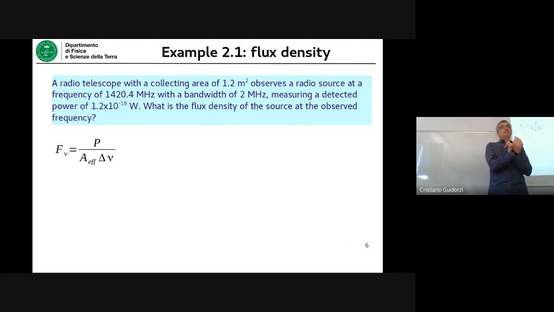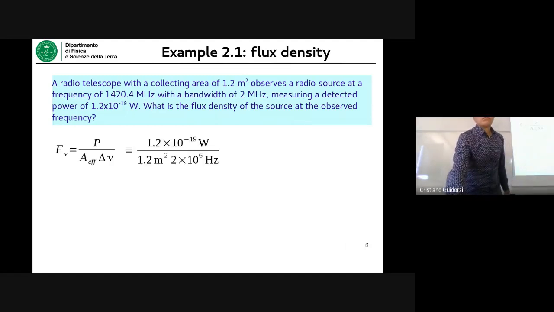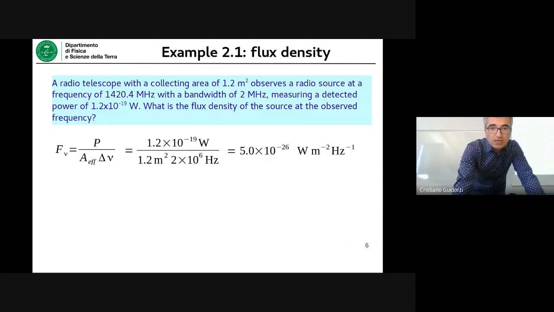Mind that here you've got two frequencies. The central frequency, the center of the frequency interval, and the width. Here what you need is the width, the frequency interval. So the interval within the electromagnetic spectrum in which this power is released. So just replacing the values, in this case the calculations were made in the international system. So easy, 5 times 10 to minus 26.